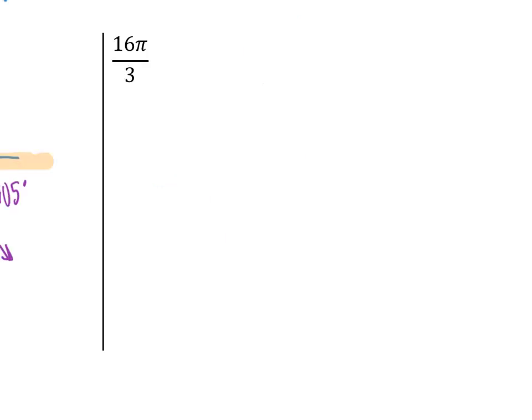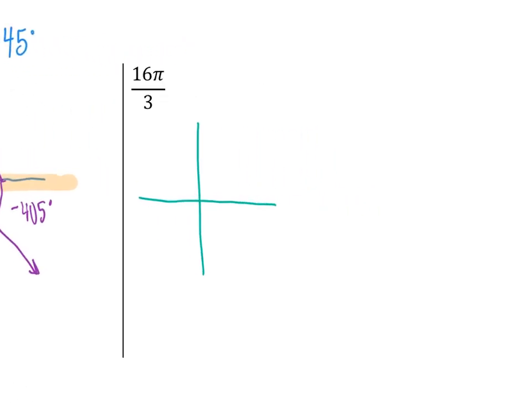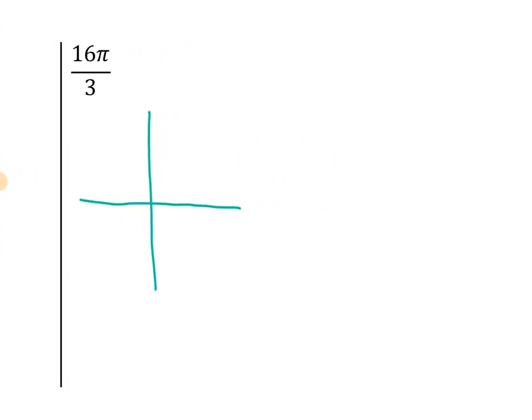The last one we're going to look at here is 16 pi over 3. Obviously, we're dealing with radians, and you're hopefully thinking, well, 16 thirds is a lot bigger than 2. If you put 3 into 16, it's going to go more than 2 times, which means that, like the problem before, it is going to go around the circle more than once. Just like before, we're going to take 16 pi over 3 and subtract a full rotation. Since it's radians, we're going to subtract 2 pi.